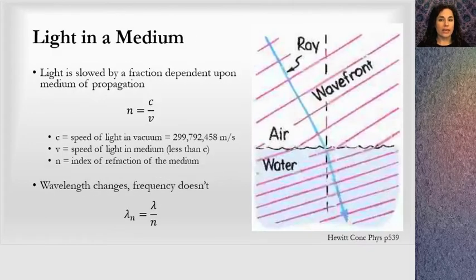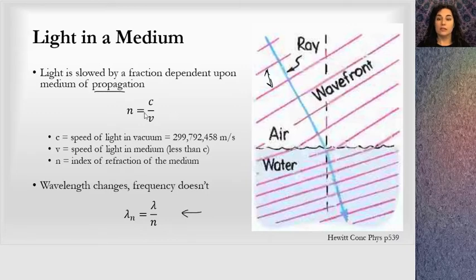So when we look at light in a medium, we can see that light is slowed by a fraction dependent upon the medium of propagation. So whatever medium that is, whatever properties that medium has, contributes to the speed of light slowing down in that medium. And so you can see this picture over here I borrowed from Conceptual Physics by Hewitt. There's the ray coming in, but when we think about light, we know light is a wave and that there are wavelengths. The distance between each one of these is the wavelength, and we can see that the wavelength changes from one medium to the other. So that's kind of studying this equation down here.